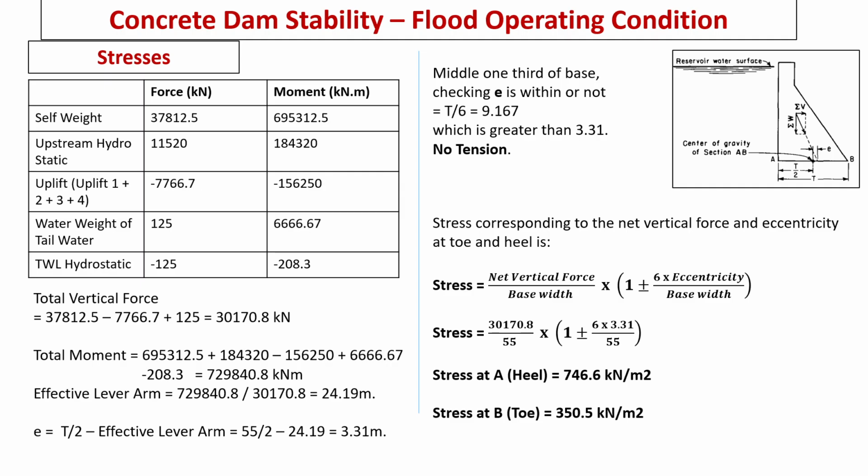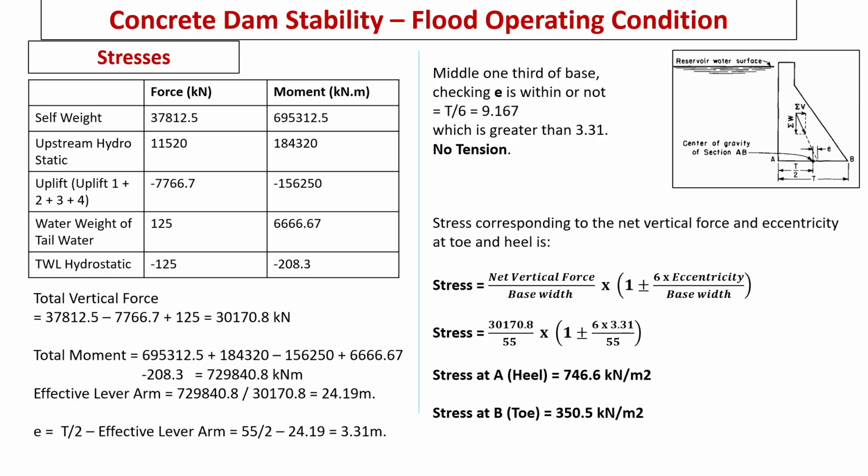Now we will see the stresses. This is again similar to the calculations we have done for previous condition. First, we have to work out net vertical forces. Uplift is acting upwards, which reduces the self-weight. Hydrostatic force is not added in this as it acts in horizontal direction. Whereas, moments all are added as per direction.